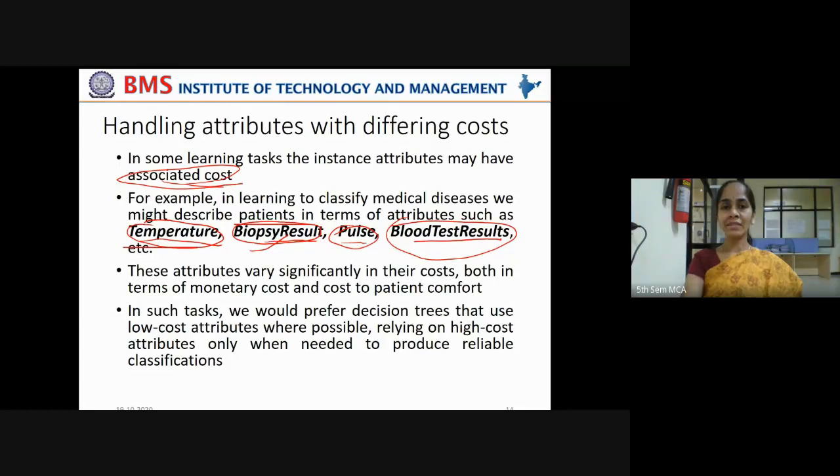In that case, these 3 attributes will serve as good predictors, whereas most of the values will be missing under this attribute.